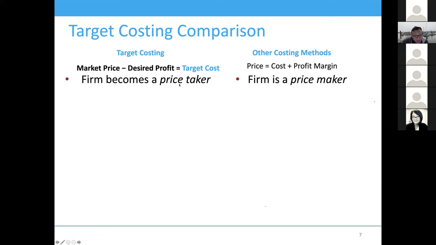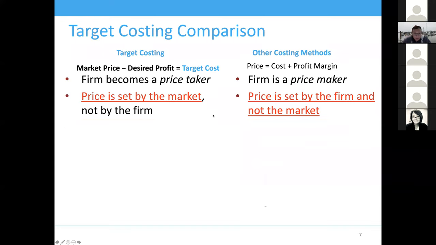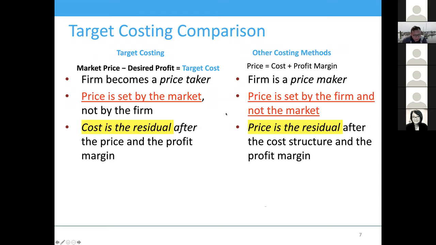price taker, you have to take it, right? The suppliers, you have to take the price, right? Set by Walmart, okay? But for the traditional ones, the firm is the price maker. They will decide what price they want to sell their product at. Okay, so basically, price is set by the market, not by the firm, for target costing. And the price is set by the firm and not the market for the other costing method.